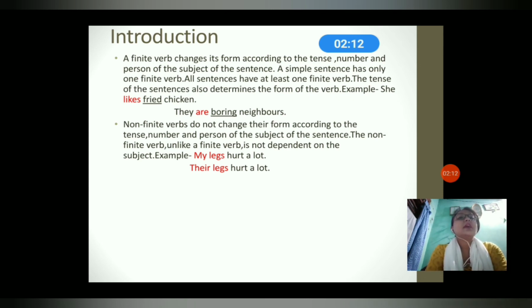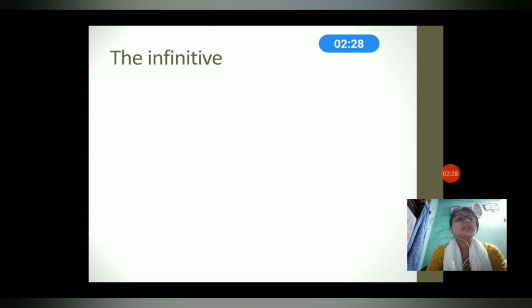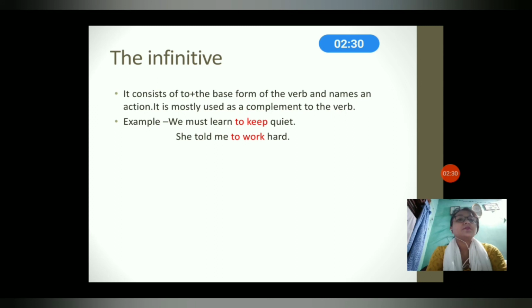So these are non-finite, and there are three kinds of non-finite verbs that are used. Those are infinitive, gerund and participle. So what is an infinitive? An infinitive is used as a complement of the verb, and it consists of to plus the base form of the verb. For example, you can see we must learn to keep quiet.